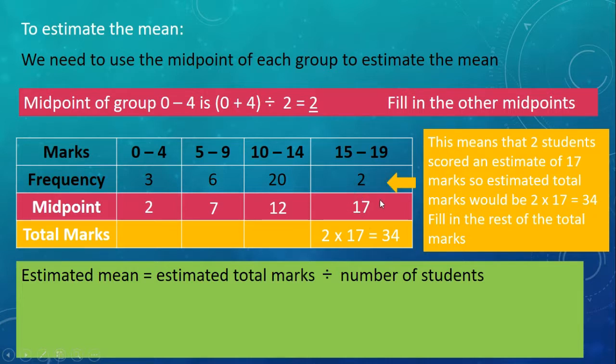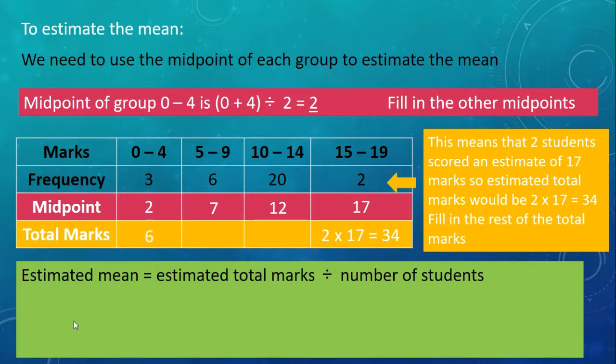So to find our total marks for that group, we're going to do the frequency, the number of students in this case, multiplied by the estimated mark, our midpoint. So 2 multiplied by 17 will give us 34 marks. And then we need to find the total marks for all the other groups. So we multiply our frequency by the midpoint of that group to get the total marks for that group. Can you fill in the yellow marks now? Let's see how you got on.